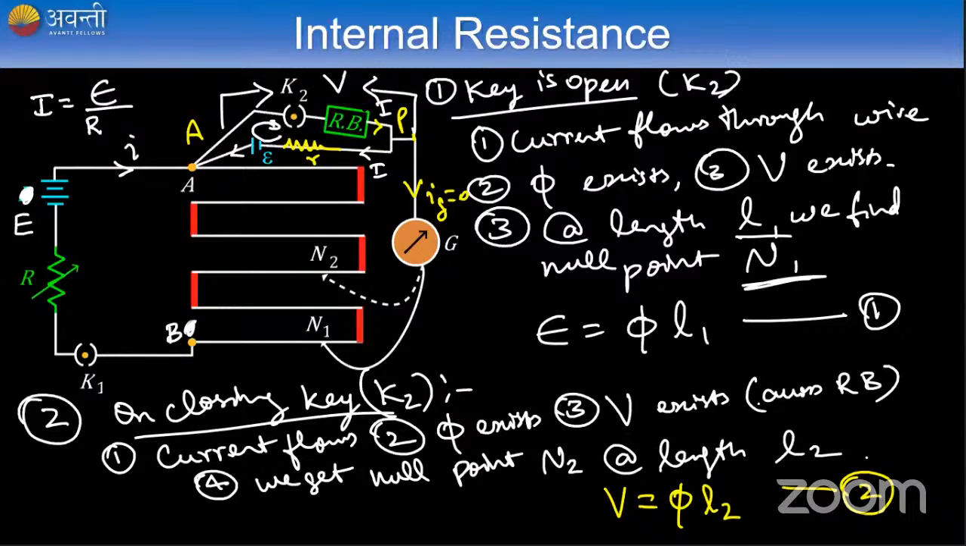So this one was R1. Let me call this R dash. So this resistance is R dash, and then R dash plus R. Can I write this by applying Ohm's law in this loop? Using this loop I can write E is equal to I into R dash plus R, or I is equal to epsilon upon R dash plus R. Can I write this equation?